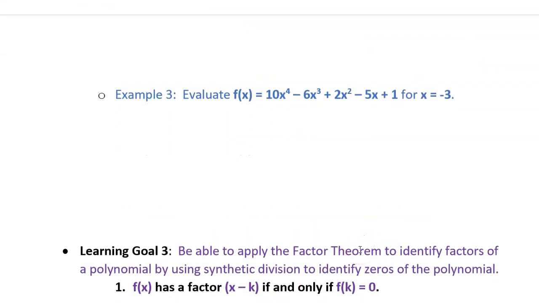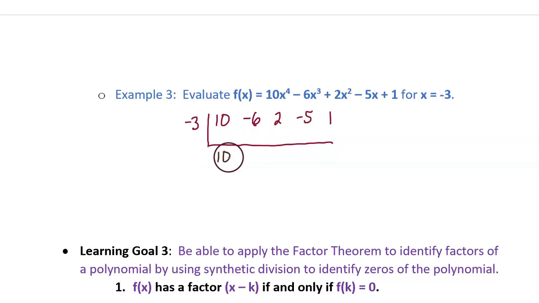Here's a third example. Let's evaluate this function for x equals negative 3. Again, you could do direct substitution, but the intent of this lesson is to practice the synthetic substitution technique. So we have 10 from the x to the fourth, then negative 6, then positive 2, then negative 5, and then the positive 1. Then draw the bracket. What's the number you're substituting in? It's negative 3.